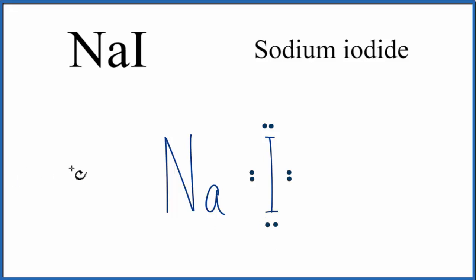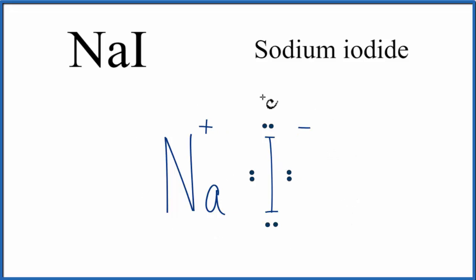Because electrons are negative and sodium just lost that negative charge, it becomes positive. The iodine, which gained that negative charge, gained an electron, it becomes negative. And the positive metal and negative nonmetal, they're attracted. They form an ionic bond.